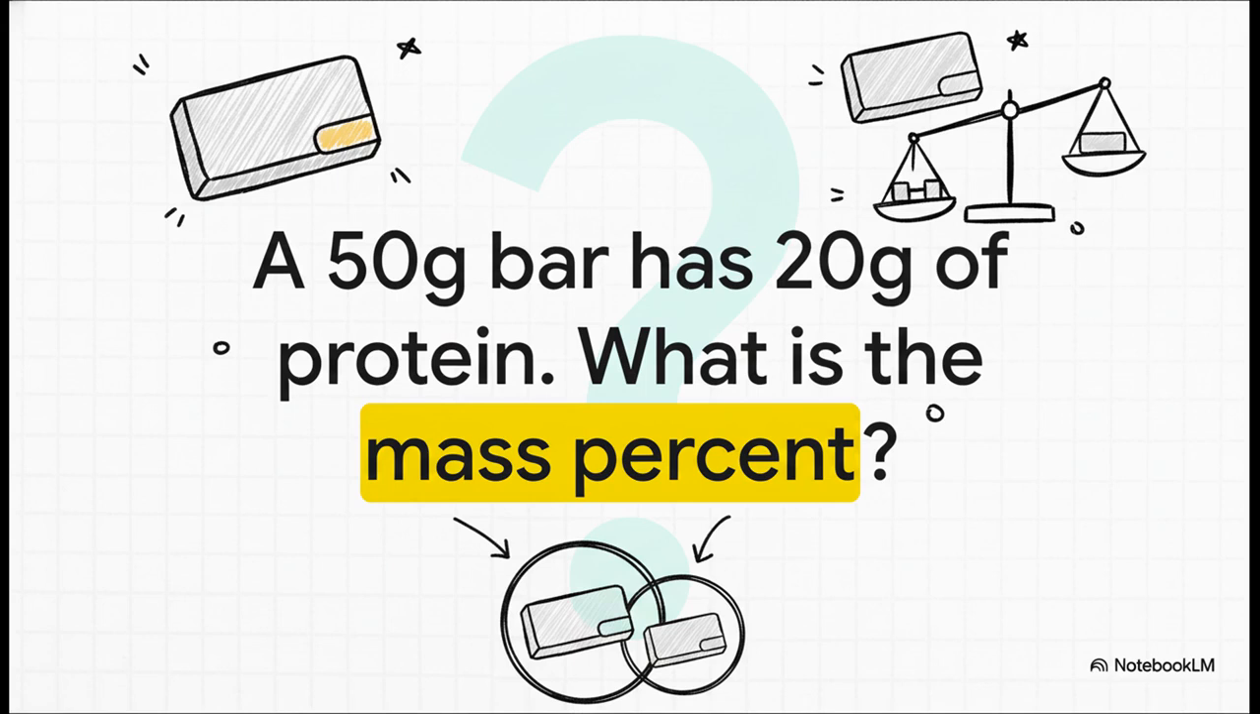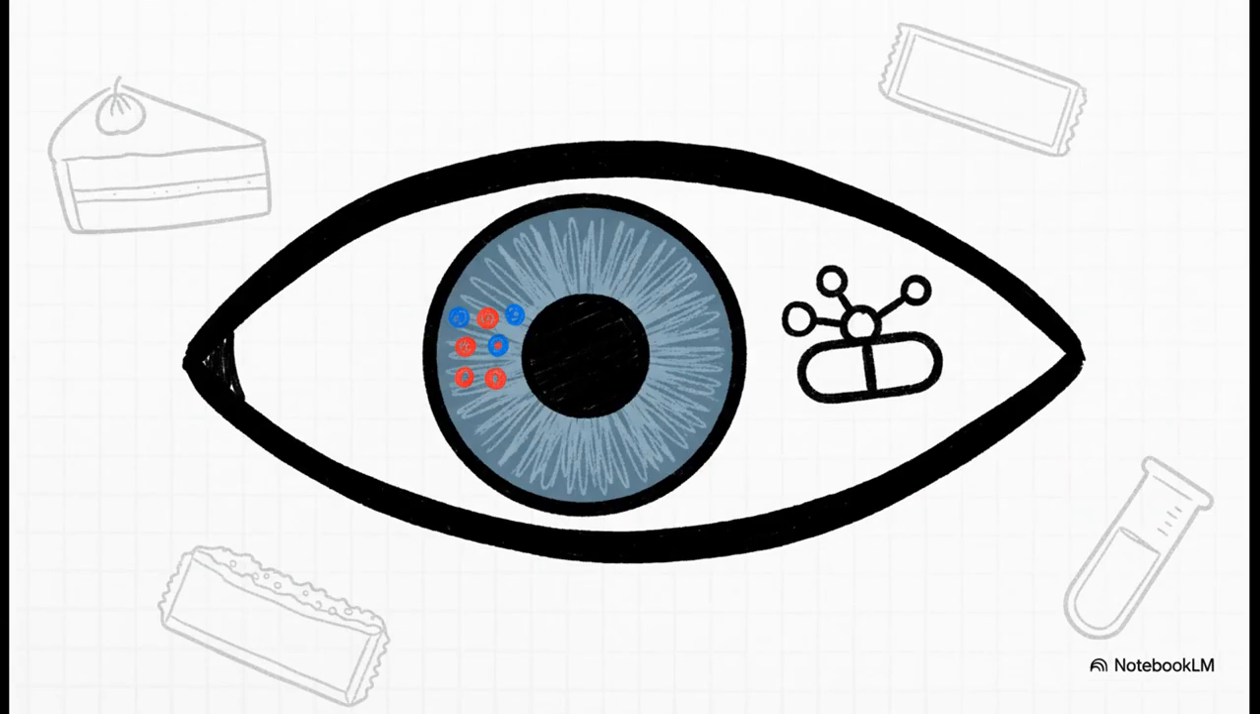Let's say a protein bar weighs 50 grams, and it has 20 grams of protein inside. What's the mass percent of protein in that bar? You know exactly how to solve this now. It's just a part over whole question. And the answer, of course, is 40%. You just did it. From a simple slice of cake to a life-saving pill, the fundamental rule for understanding what something is really made of is exactly the same. You now have the tool to see the hidden recipe in everything around you. So, what are you going to analyze next?